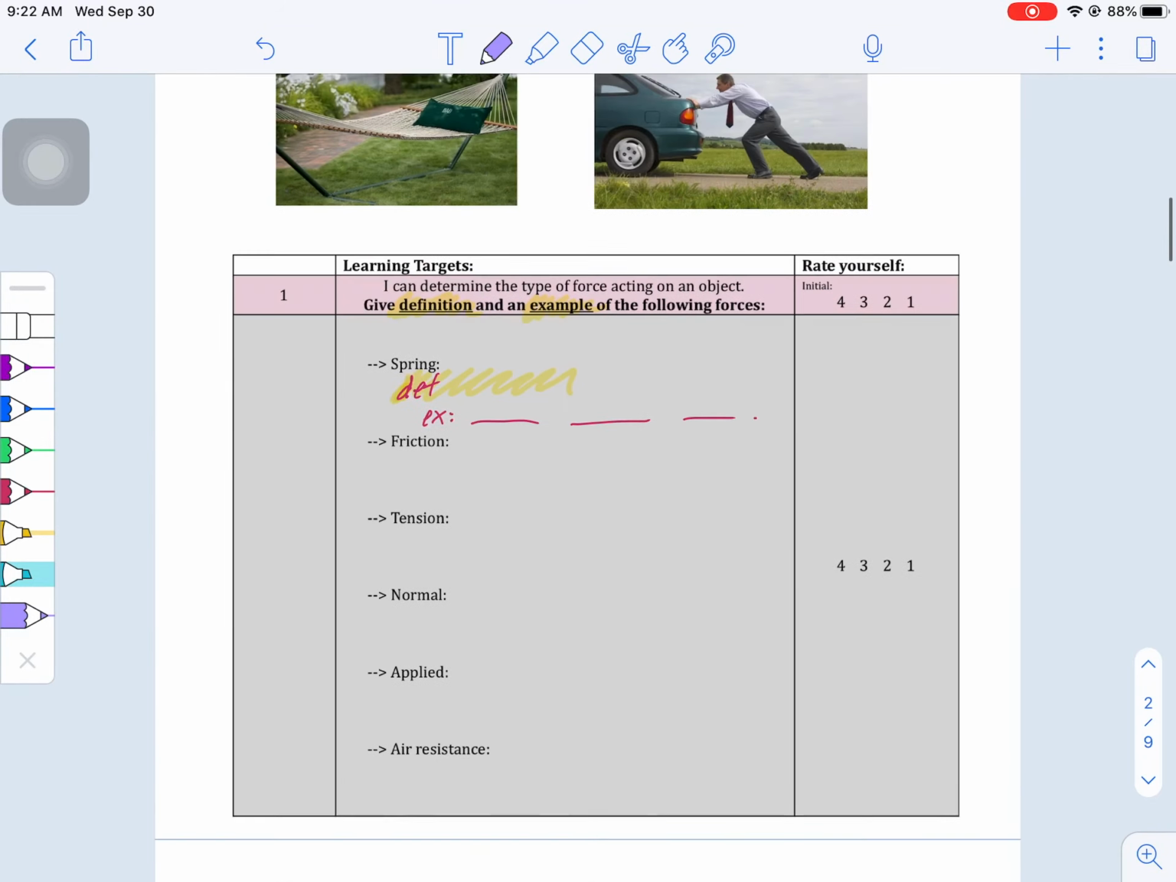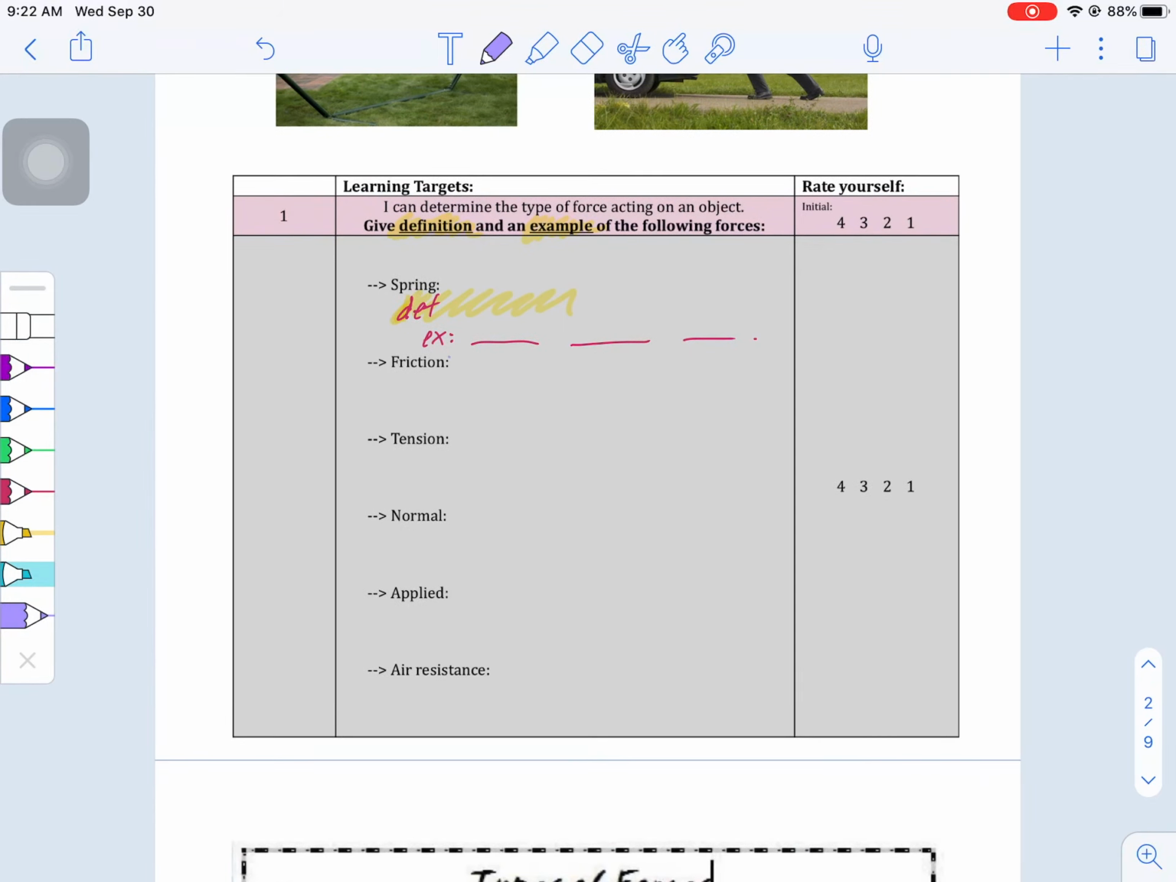So again, on your learning target, you're making sure you have definition and example. You know, multiple would be great, just to reiterate your practice.